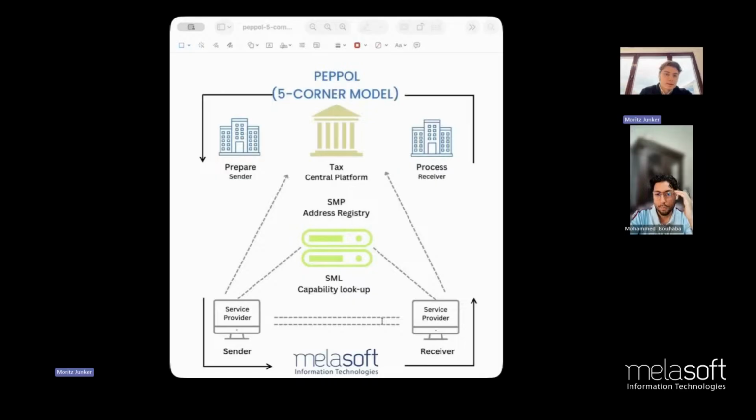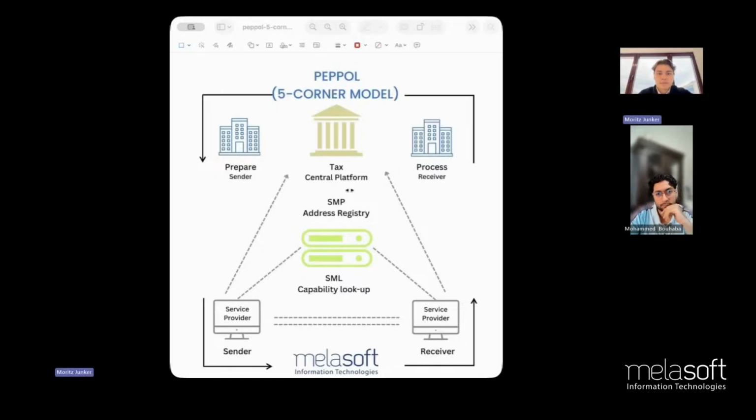Yeah, so in the second major milestone, on January 1st, 2028, Belgium will introduce what's known as the five-corner model, a new architecture that adds real-time e-reporting into the mix. I can share an image of it, by the way. One second. It's maybe easier to understand than if I just explain it. The five-corner model, yeah, that's the one. So let me explain briefly how it works.